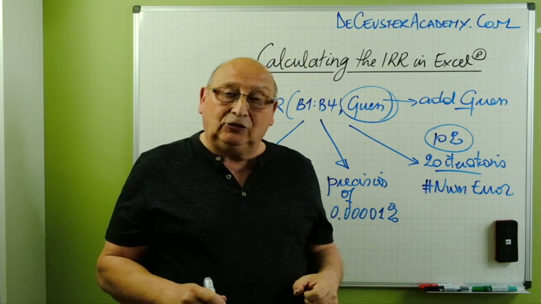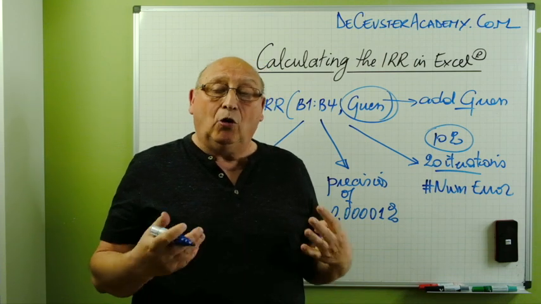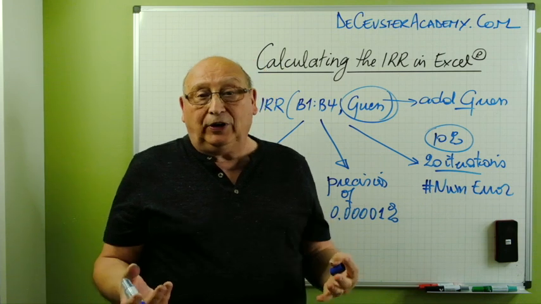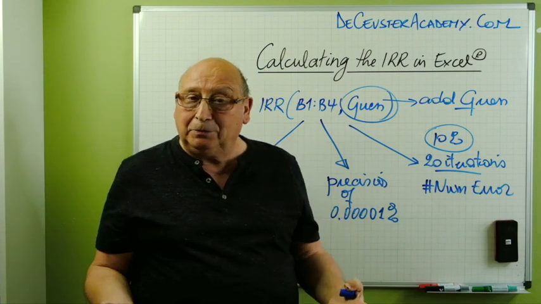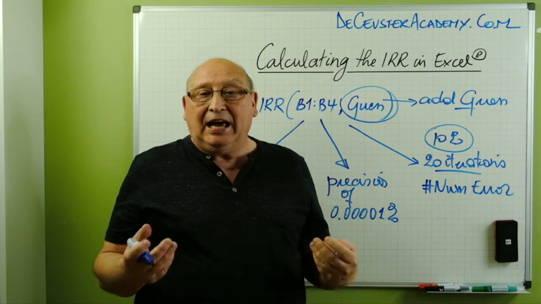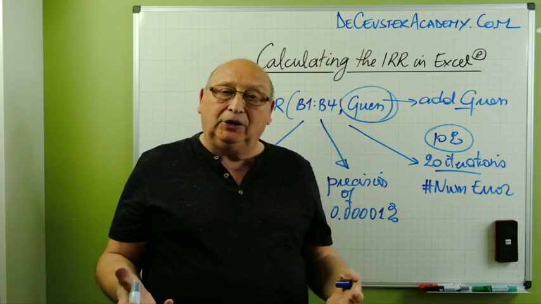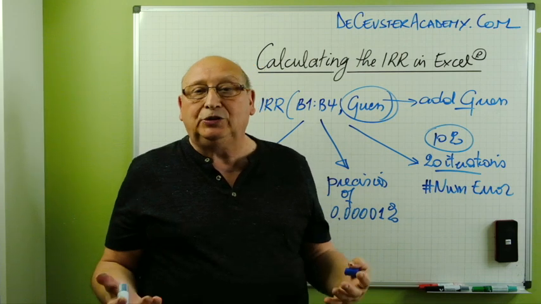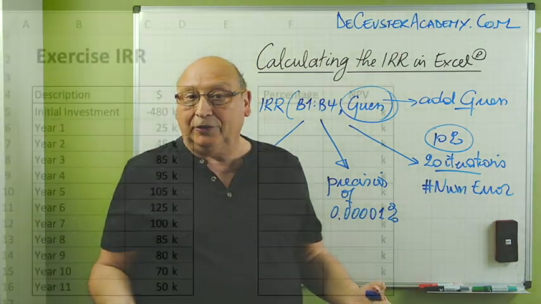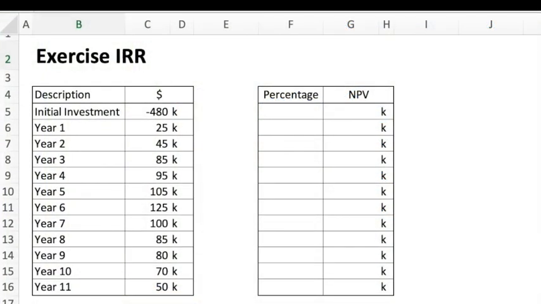Let's have a look at a calculation, a more complex calculation with more cash flows, more different possibilities, and we will see what Excel does and how we can help us to find or narrow down on the expected internal rate of return. So let's now have a look at a more complex exercise completed in Excel.